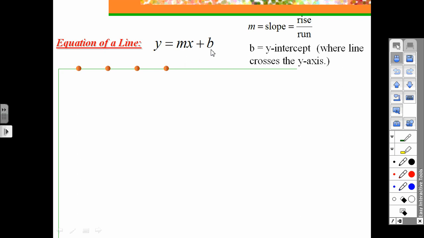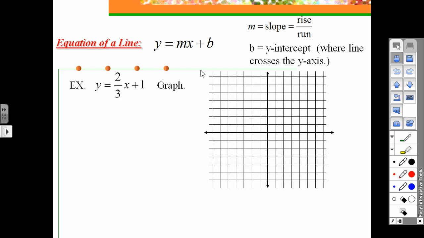Okay, then the second parameter, which is b, represents the y-intercept. So that is exactly where the graph of your line crosses the y-axis. And if you know these two numbers, the slope and the y-intercept, you can graph any line on your Cartesian coordinate plane. So let's do an example.